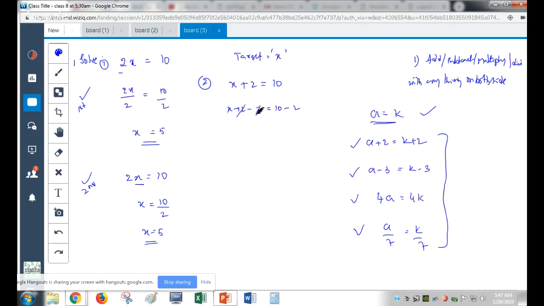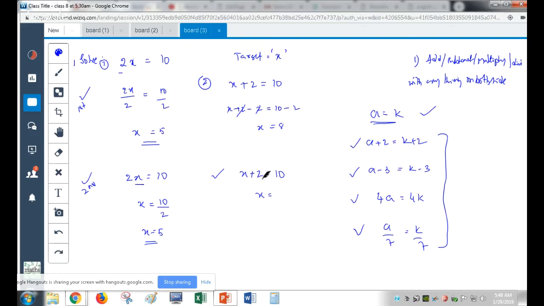So what happened? 2 minus 2 will become 0. x is equal to 8. This is by applying this rule. You can apply logically. You can do this logically also. What is logically? x plus 2 is equal to 10.